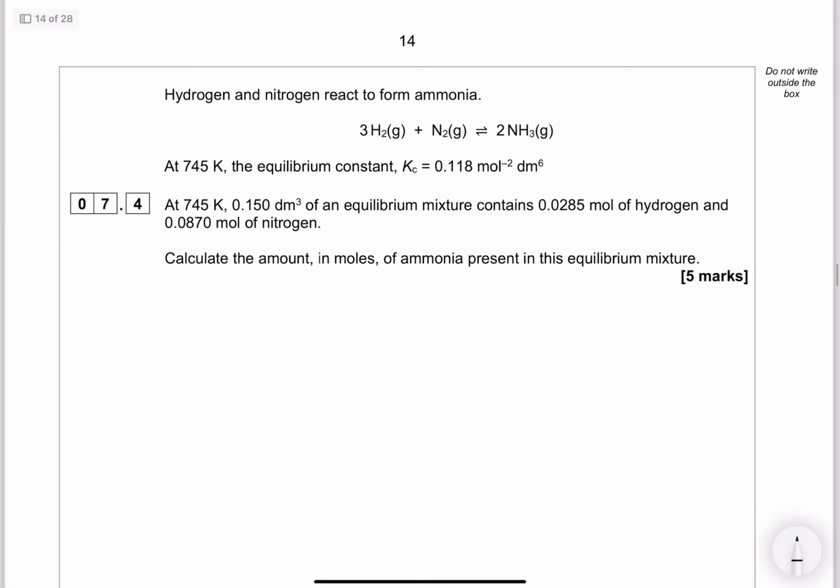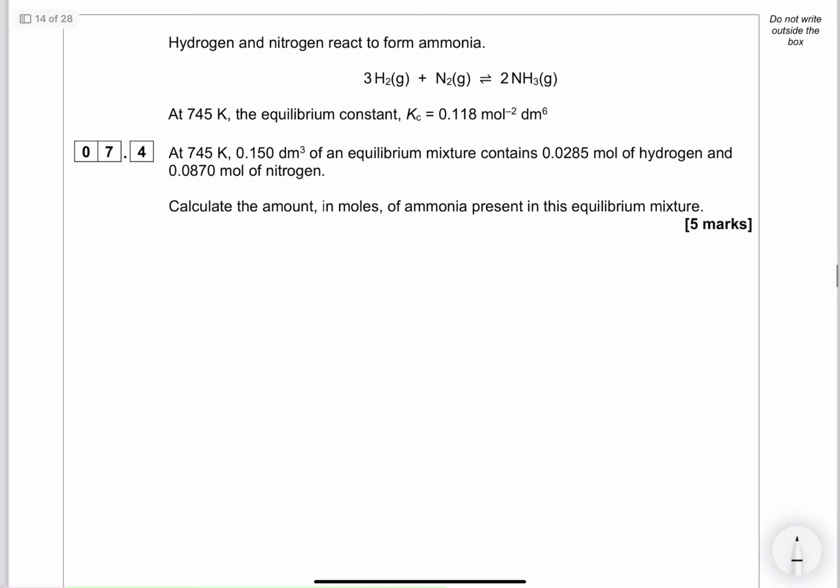Hydrogen and nitrogen react to form ammonia. At equilibrium at 745 Kelvin, the equilibrium constant is 0.118 mol^-2 dm^6. At 745 K, 0.15 dm^3 of the equilibrium mixture. So this is already equilibrium amounts, giving us the moles of hydrogen and the moles of nitrogen, and it wants us to calculate the moles of ammonia.